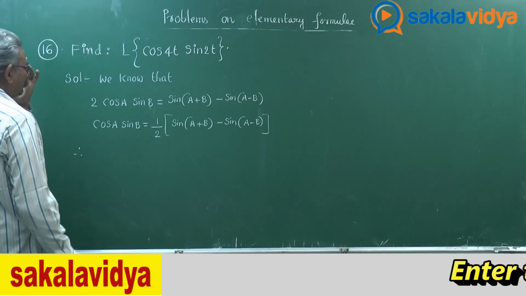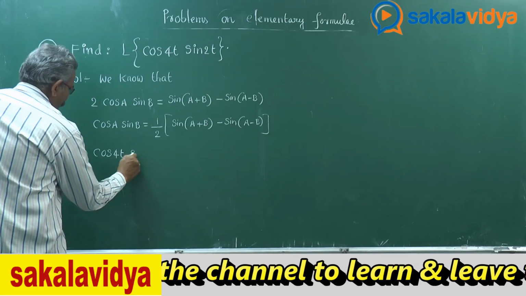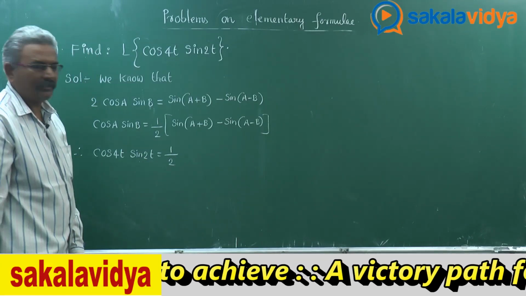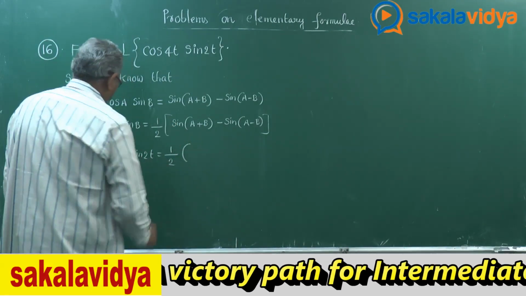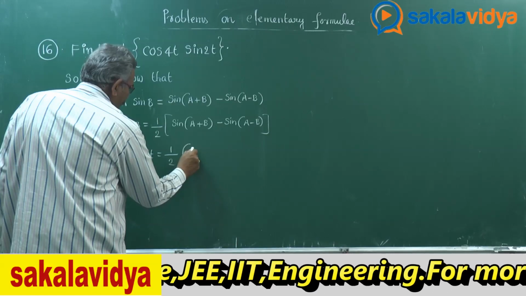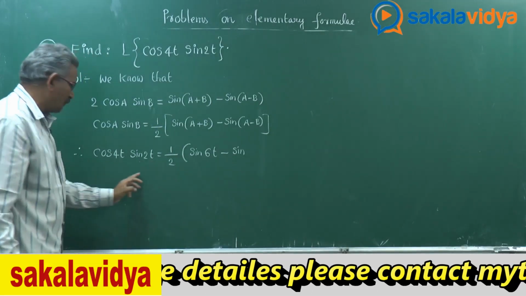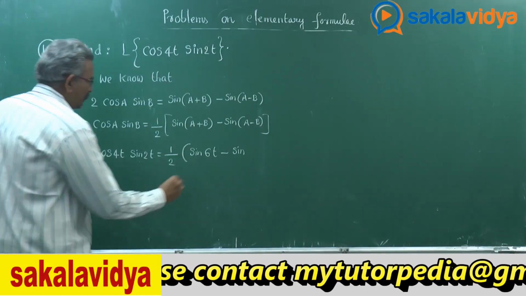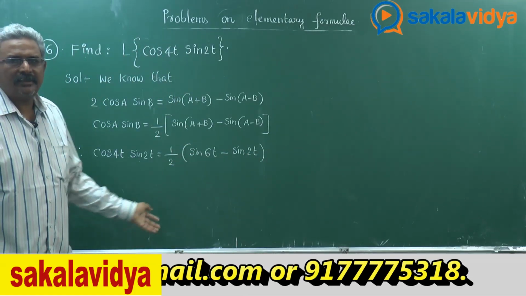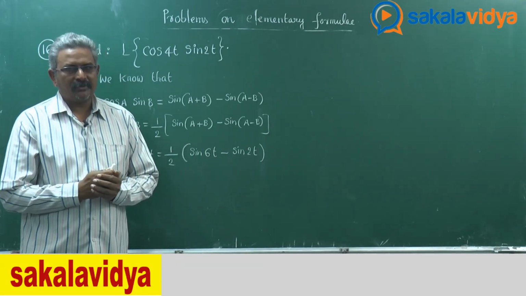Therefore cos 4t sin 2t can be written as half times, directly we can write A plus B, 4t plus 2t, that is sin of 6t, minus sin of the difference of these two angles, 4t minus 2t, that is 2t. So now it has been expressed as the difference of two sine functions, so that we can apply the Laplace transform.